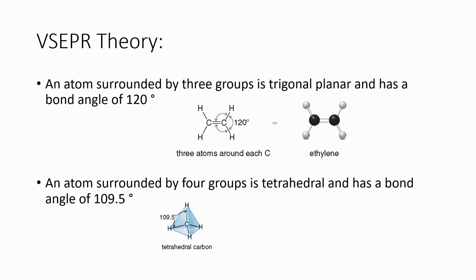All right, the next one is if it has three groups. So if we look at either of these carbons, looking at this carbon, it has one bond, two bonds, three bonds.